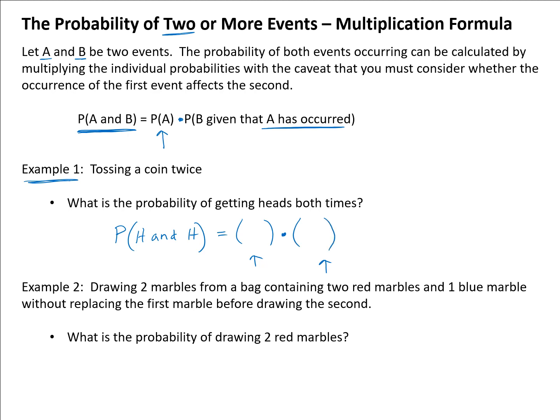Well, the probability of getting a head in just a single toss, there's only 2 things that can happen when you toss a coin. You either get a head or a tail. So the chance of getting a head is 1/2.